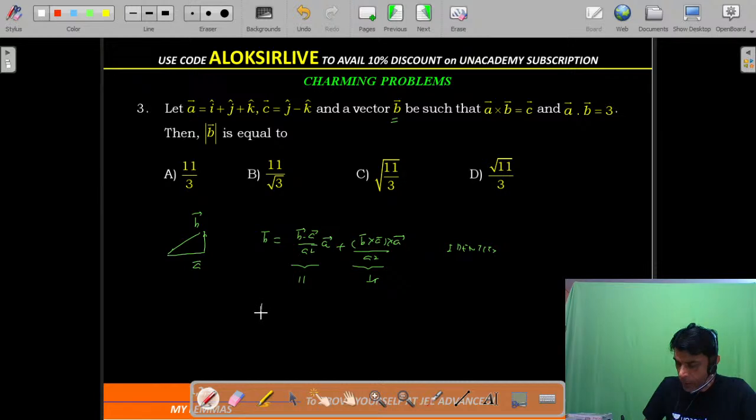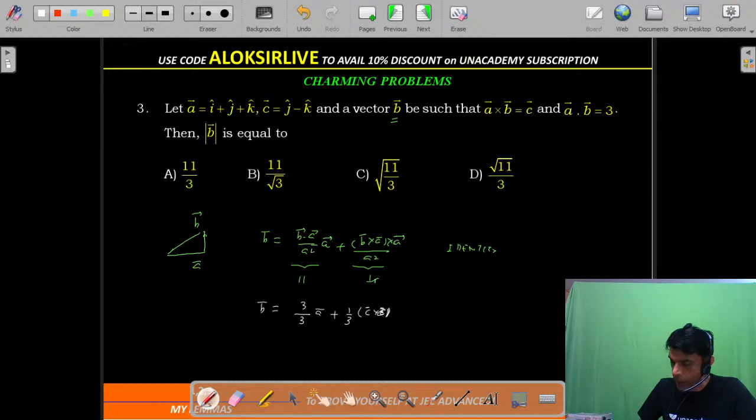So B equals B dot A. B dot A is given to be 3, so this is 3, and A square is 3 because 1 is square, 3 square, times A, plus 1/3 and B cross A is given to be C, which is known. So 1/3 and C cross A, that is your answer. You know B, just C cross will determine.